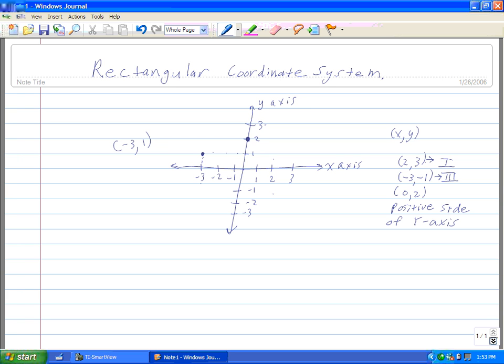And that's, again, one of the first things they want us to do: to be able to plot points like we did with these two, and to take a point that's already been plotted and come up with its x and y value as we did.